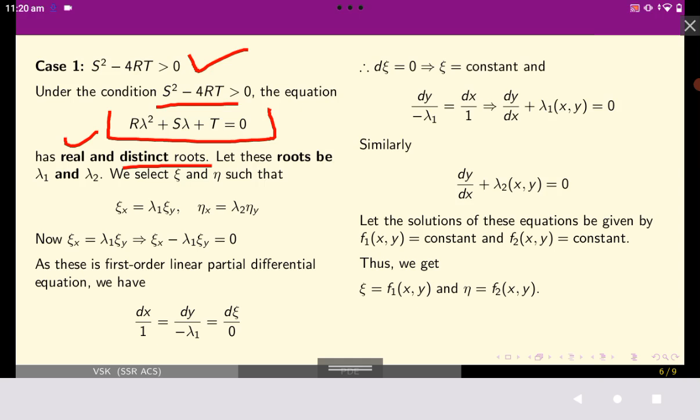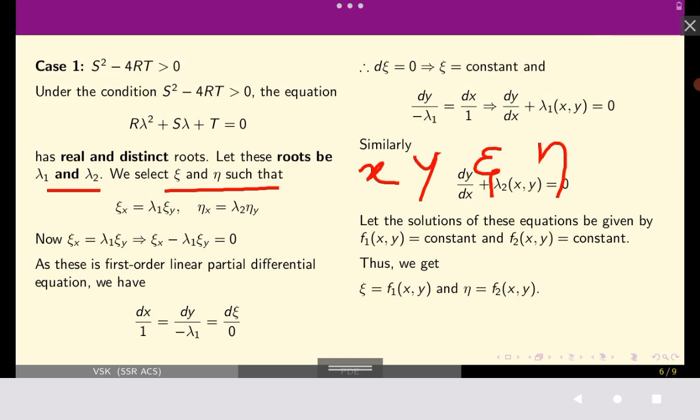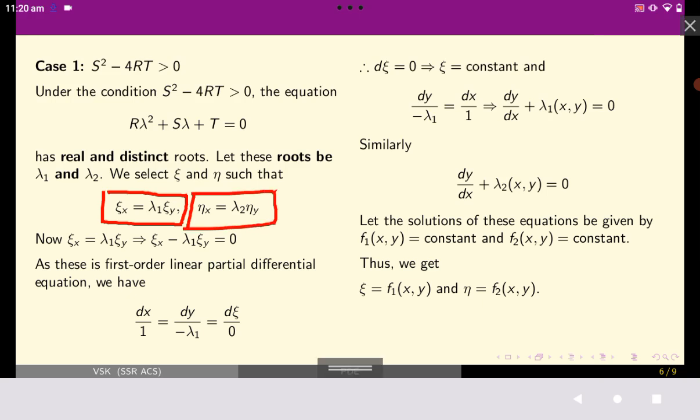So let these roots be... what will be the root? We don't know. So we are going to assume that these roots are lambda 1 and lambda 2. And we select xi and eta because we have to transform the x and y with xi and eta. So we are selecting xi and eta in such a way that xi x, that is partial derivative of xi with respect to x, is equal to lambda 1 partial derivative of xi with respect to y. And similarly, eta x is equal to lambda 2 eta y.